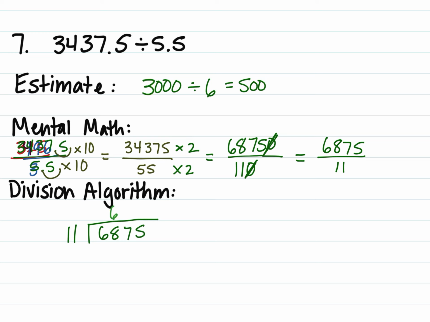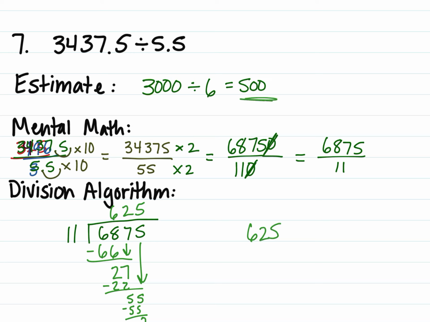11 goes into 68 6 times, which is 66. 8 minus 6 is 2, and 6 minus 6 is 0. Bring down the 7. 11 fits into 27 twice, and it gives you 22. 7 minus 2 is 5. Bringing down the 5. 11 fits into 55 5 times exactly. So we have an answer of 625, which is kind of close to our approximation.